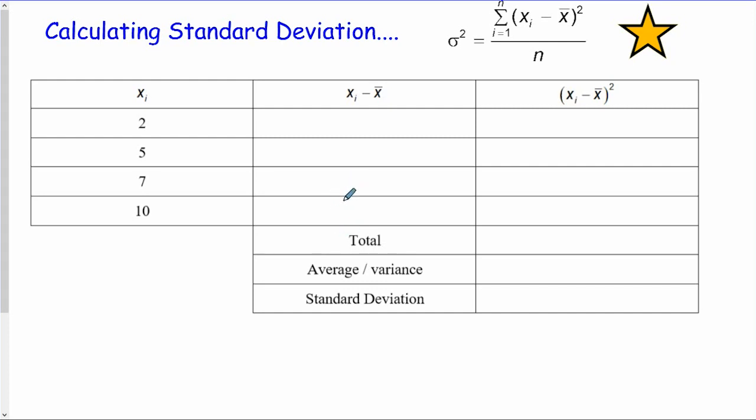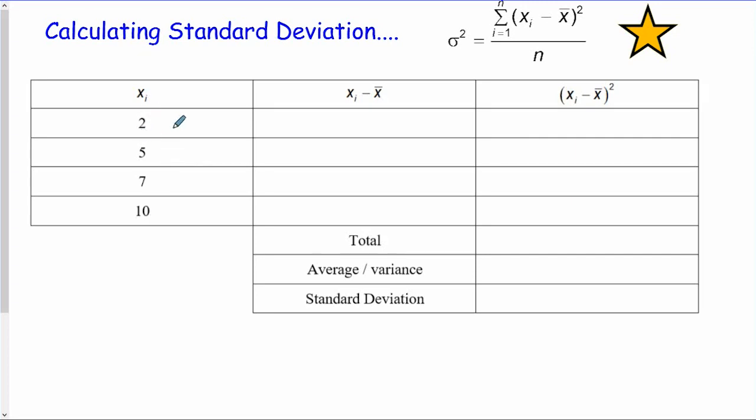All right, so this formula gives us variance. What it says basically is for every item, we take away the mean, we square the result, and we add all of them up, and then we divide by how many there are. So we basically find an average of the difference between the mean and every data item, squared. That gives us the variance. So the first thing in calculating standard deviation is we need to find the mean.